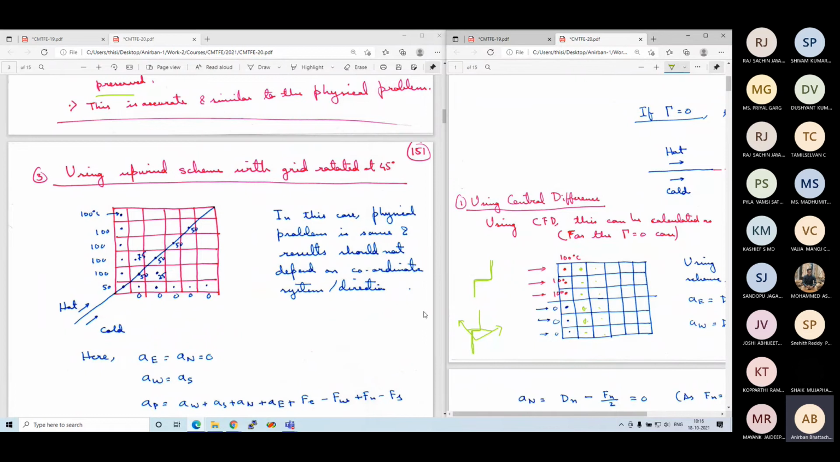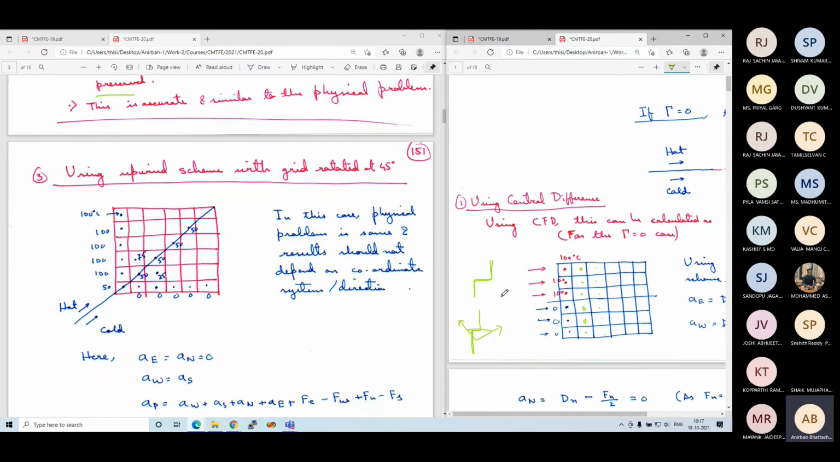This coordinate axis, I am now looking at it by rotating it by 45 degrees. So now this line is at a 45-degree angle. This line is at a 45-degree angle, and this is the hot fluid, this is the cold fluid. Exactly the same problem: hot fluid at 100 degrees centigrade, cold fluid at 0 degrees centigrade, and this is the dividing line which goes at 45 degrees in this new coordinate axis.